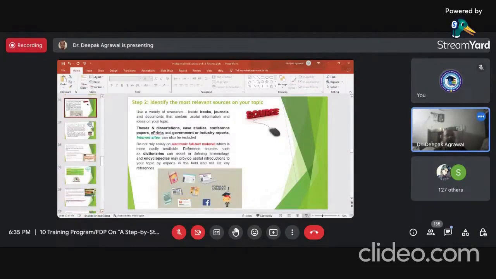Step 2, identify the sources from where you can collect the topic. If you go through print media, the goodness is that it is very easy to access and readable, with less stress on the eyes. But the problem is that we need to type all of the material, along with following the plagiarism policy.